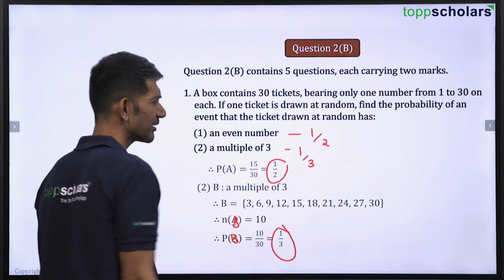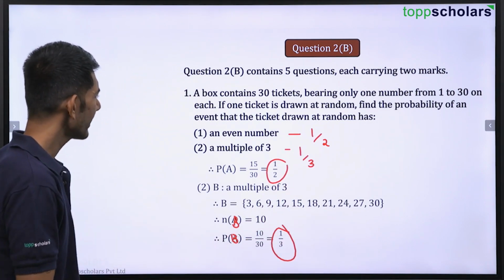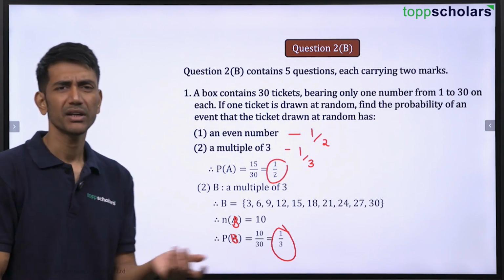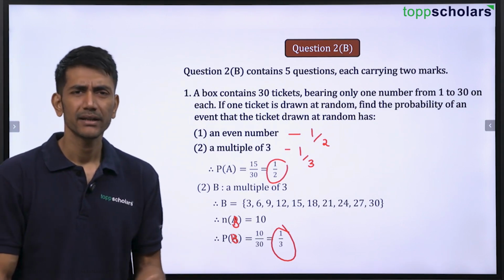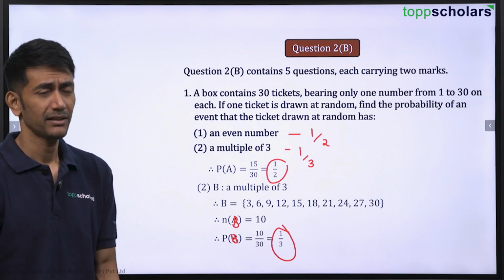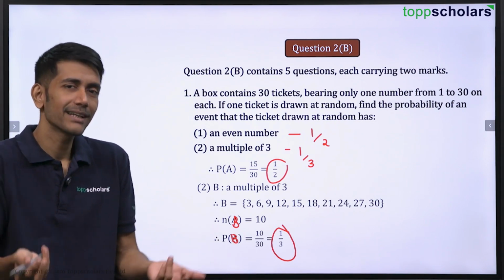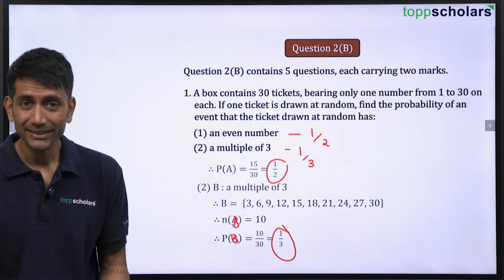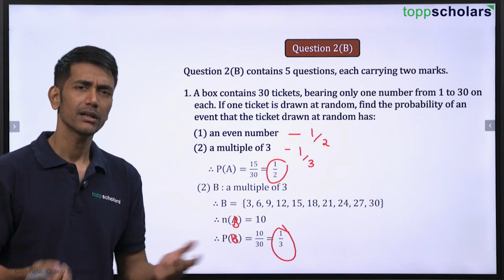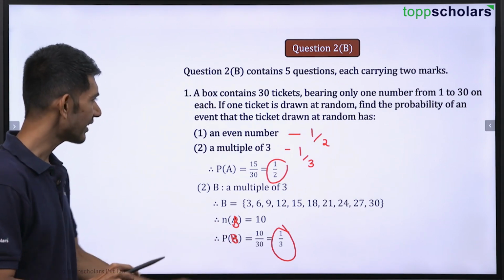I don't think there was anything much in this. They can ask you any random question, multiple of 3, multiple of 5, numbers divisible by, say, 2. That is again even. Maybe prime numbers they can ask you, prime numbers from 1 to 30. So these are basic questions that they can ask, right?